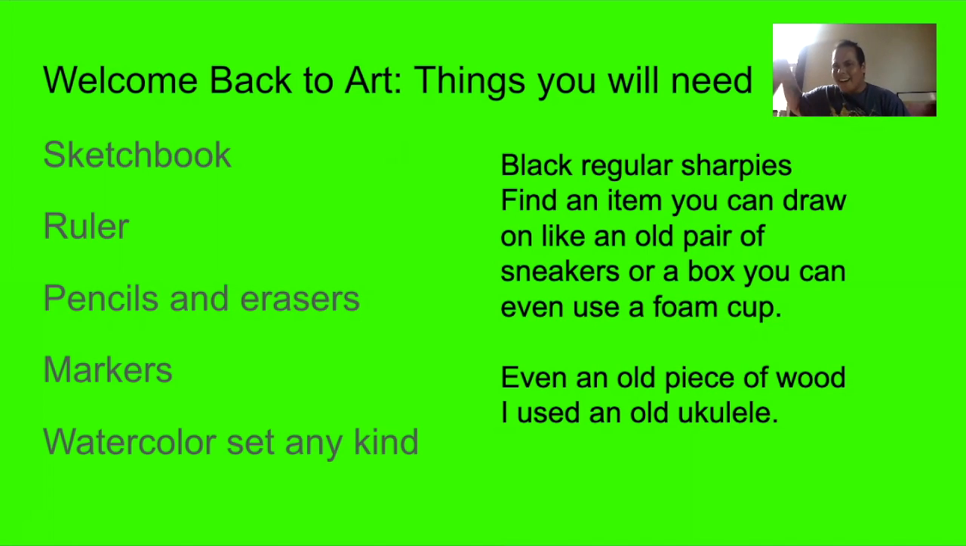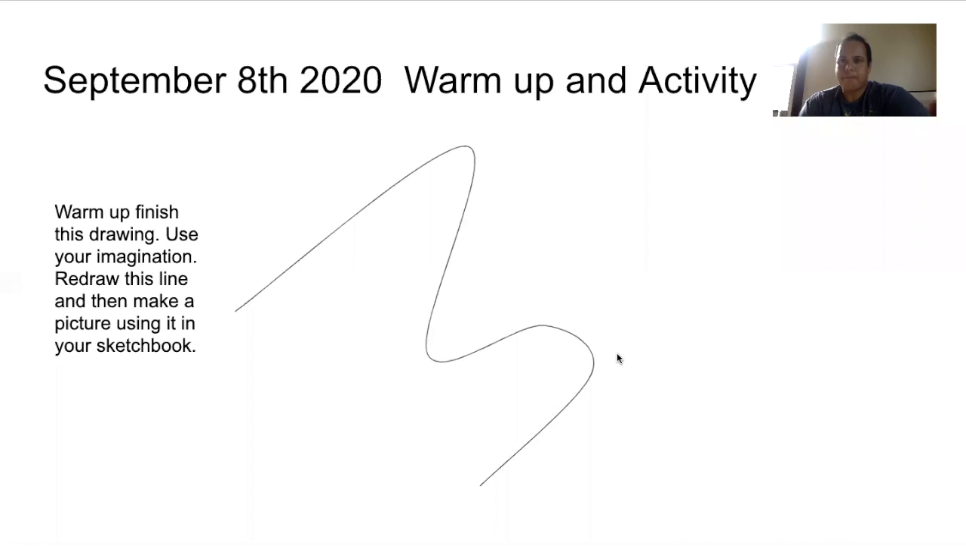But find an item, an old pair of sneakers or a new pair of sneakers, that you can probably draw on and that you'll be able to see the Sharpie marker on. So start looking for something like that. Even as you're walking by the garbage, somebody might throw away something that looks cool that you can draw on.